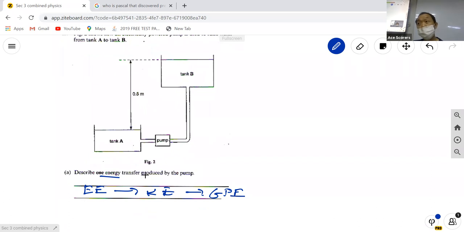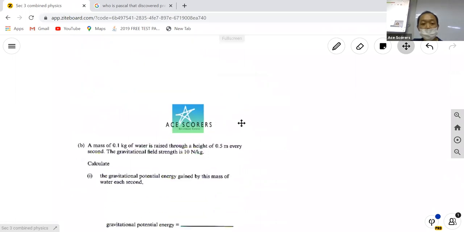Now, they say mention one. Describe one energy transfer. Now, there are several others, right? For example, the pump is noisy, so you can say electrical to sound. The pump will also have heat produced, so electrical to heat. So that's just one source.